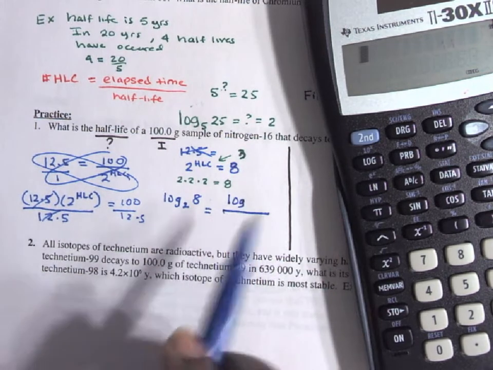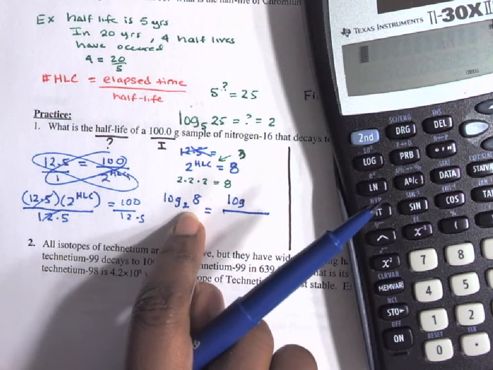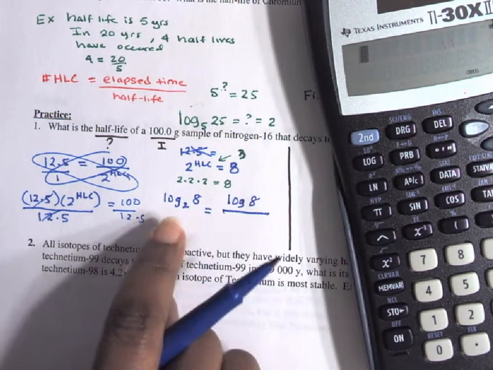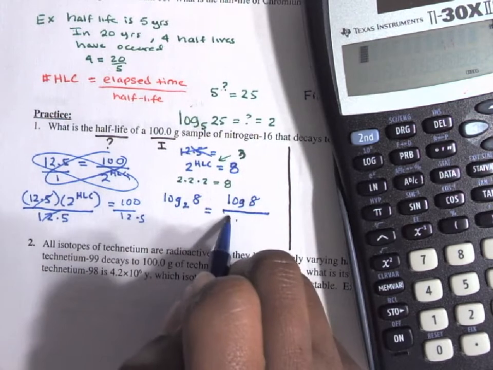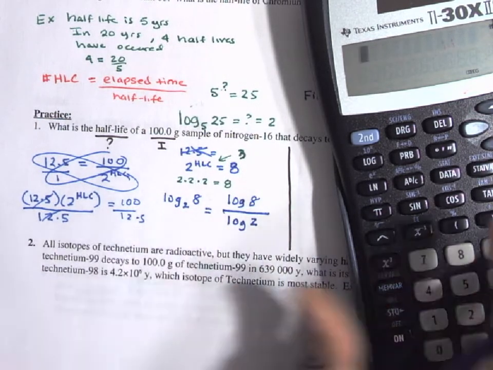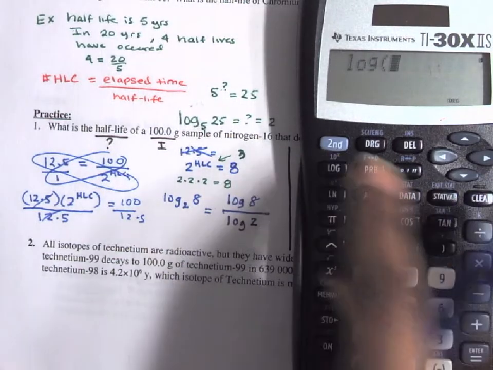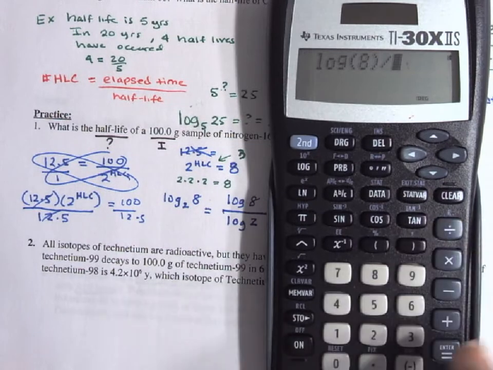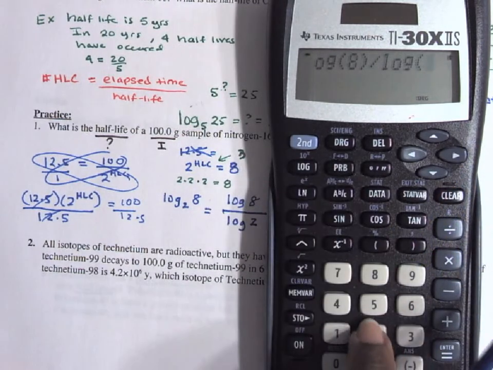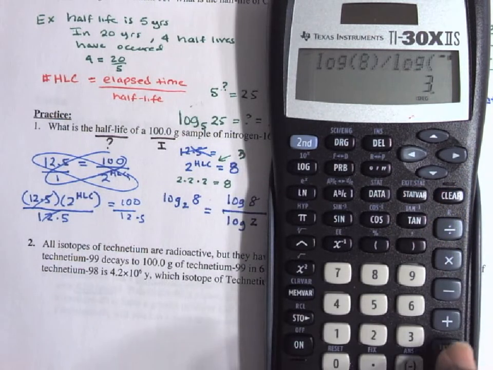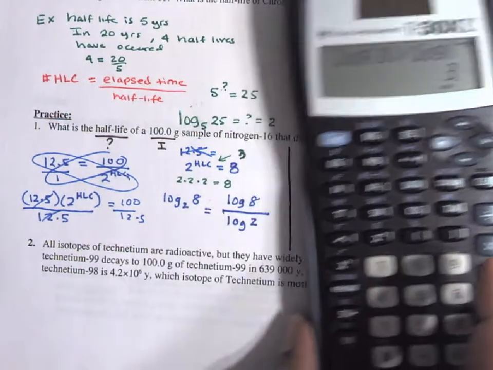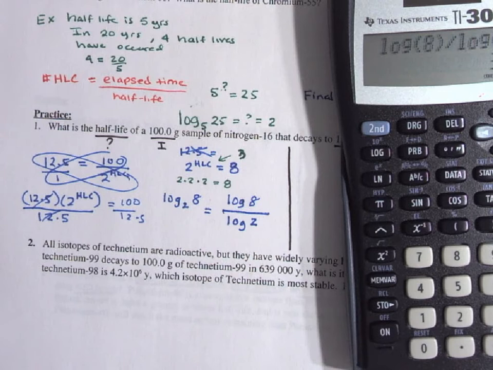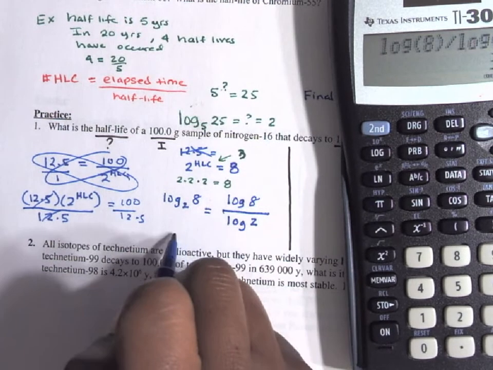So what I'm going to do is take log base 10 of 8. So I'm going to take the big number, so log of the big number, and then log of that little 2. So big on top, little on bottom. I'm going to divide these out. So I'll do log 8 in my calculator divided by log 2. If I press enter, it gives me 3. So as you can see, I still get the same answer, right? This is still equal to 3, so my HLC is equal to 3.